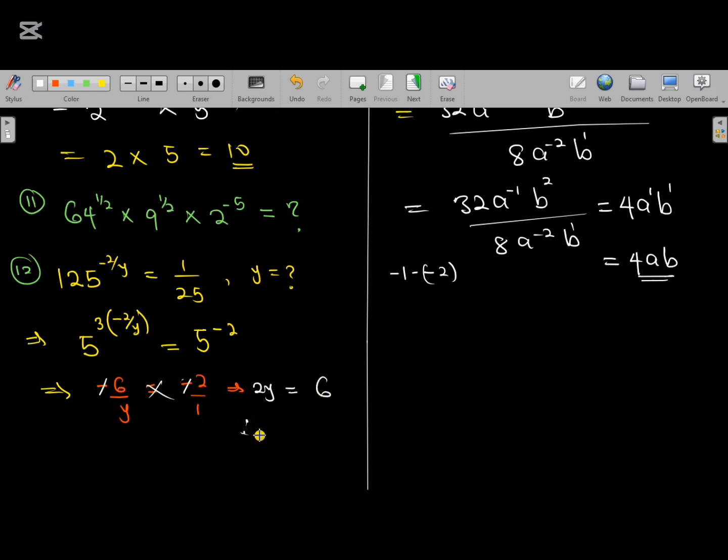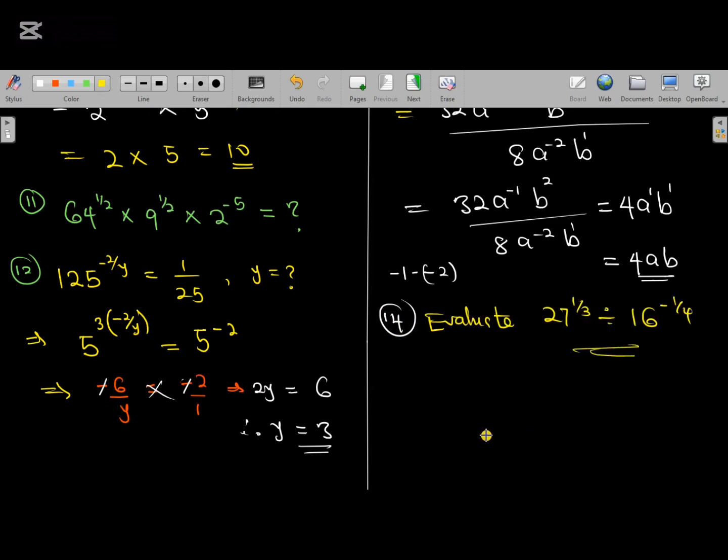And so dividing both sides by 2 will give our y as equal to 3. Okay, example problem 14 is another one here from what I'm seeing that you're going to solve. It says we should evaluate. So I'm going to allow you to do this also and turn in your solution in the comment section below. Okay, so let's look at the next.